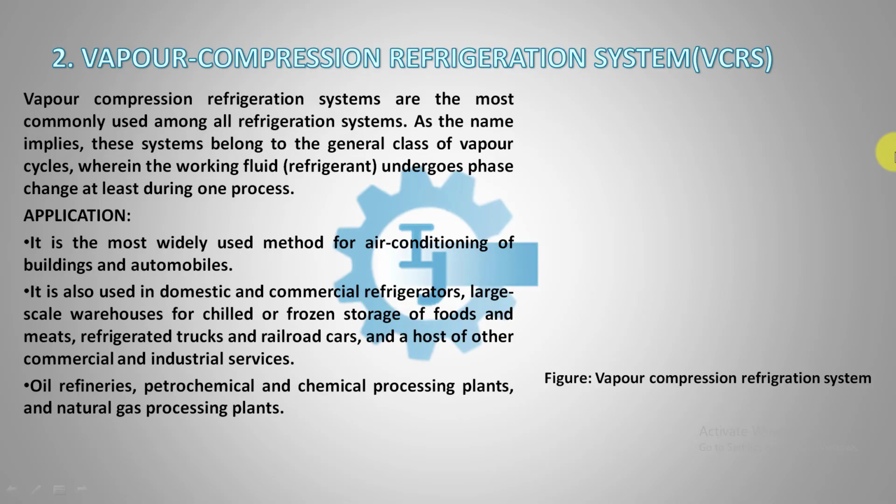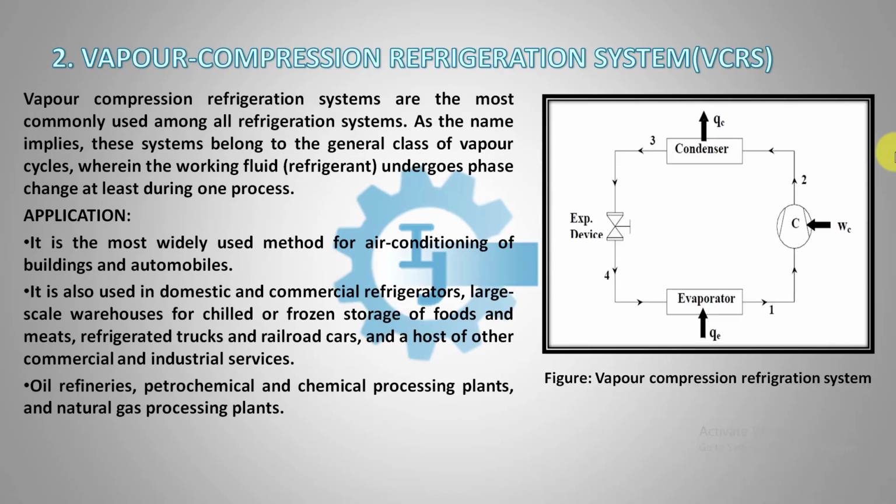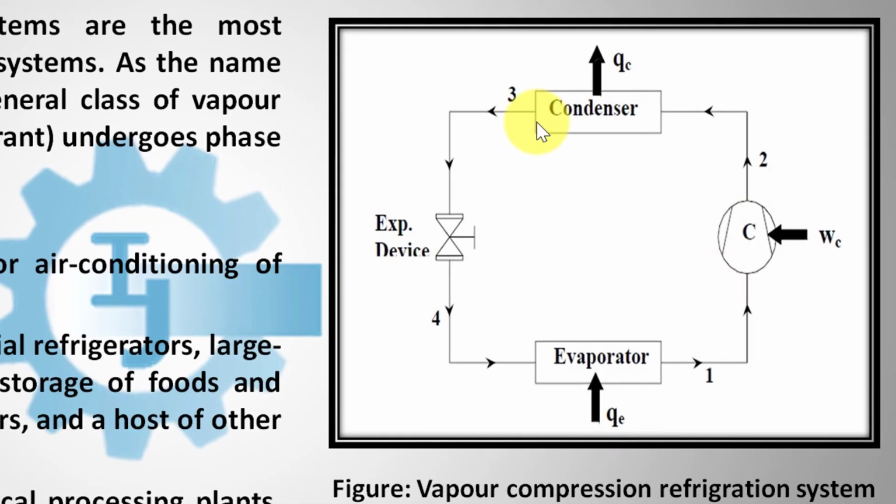Today we will discuss the vapor compression refrigeration system. So what is a vapor compression refrigeration system? Vapor compression refrigeration systems are the most commonly used among all refrigeration systems. It belongs to the general class of vapor cycles where the working fluid, that is the refrigerant, undergoes phase change at least during one process. Here is the figure of a vapor compression refrigeration system.